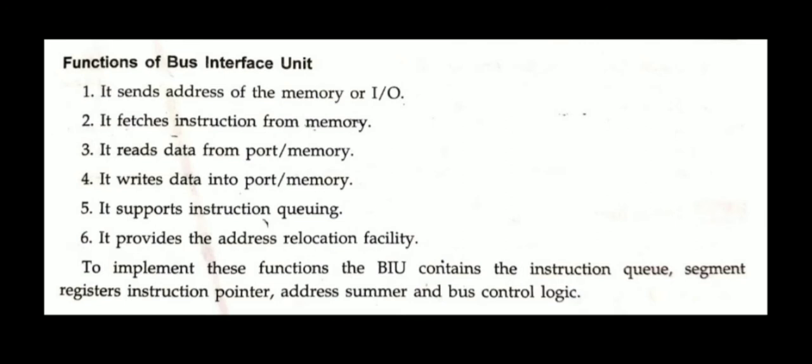To implement these functions, the BIU contains the instruction queue, segment registers, instruction pointer, address summer, and bus control unit. Now the instruction queue. To speed up program execution, the BIU fetches 6 instruction bytes ahead from memory. These fetched instruction bytes are held in a group of 6 registers called the queue, which makes it possible to fetch another instruction.